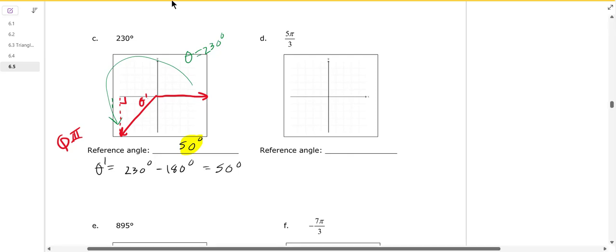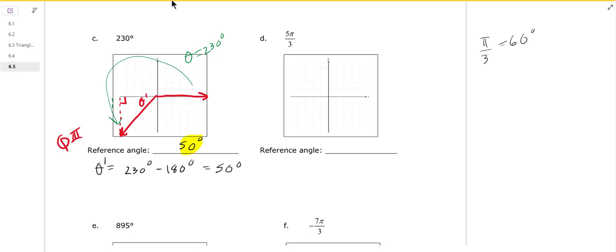Now you could also be given this in radians, and there are different ways to do this. This is clearly one of those pi over 3 families of angles. Remember, pi over 3 is 60 degrees. So you could go ahead and change this to degrees if you want to. Pi over 3 is 60, so you'd have 5 times 60, you get 300 degrees.